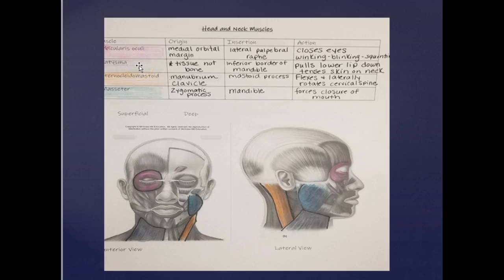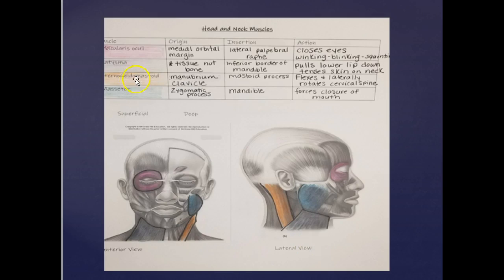So this muscle allows you to wink, blink, or squint. Next is the platysma. This is going to be this muscle right here. It is kind of unique because it doesn't actually attach itself to a bone. Instead it attaches itself to tissue. And then it's going to actually move your mandible. It pulls your lower lip down. It also is responsible for tensing skin on the neck.